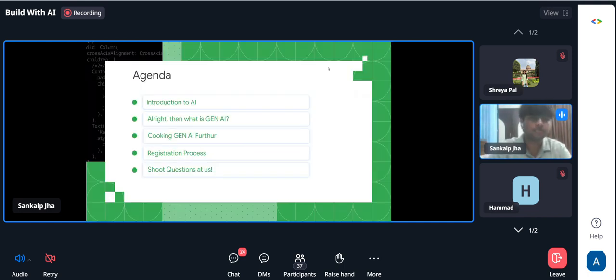Moving ahead, agenda. So today's agenda is divided into 5 parts. Introduction to AI. All right. Once you guys have understood what is AI, then we will be cooking. Then we will be going towards what actually Gen AI means. We know AI, but what is this Gen AI? So we'll be going towards that.